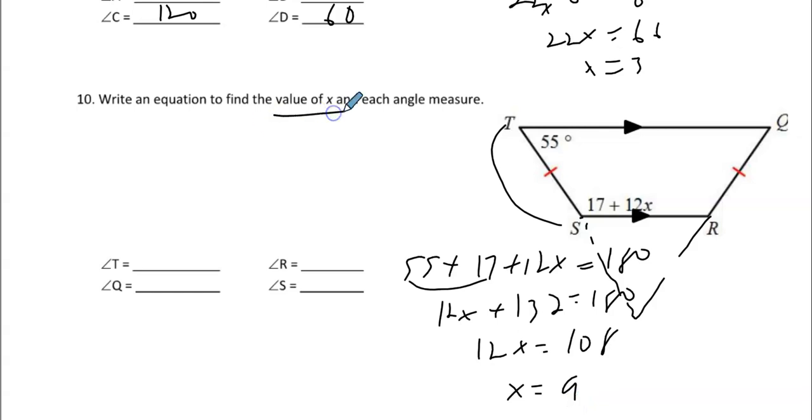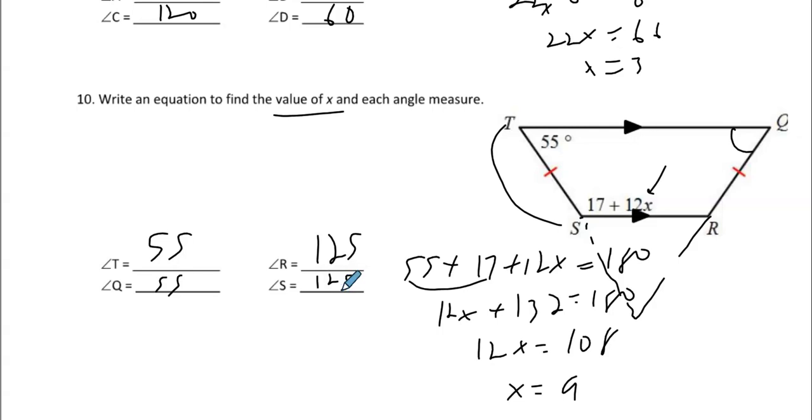So the first thing we have to do is find x. Now we know T is 55. Therefore we know Q is also 55. And we have two choices. We can do 180 minus 55, or we can just plug in 9 right here and get 125.